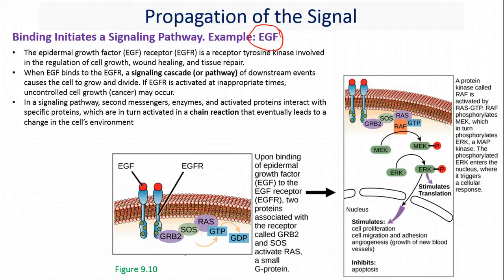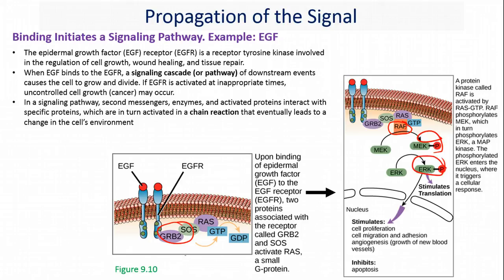And let's get into a little more detail on what that chain reaction is. So what happens here is when EGF binds to the receptor, we have two proteins that are associated with the receptor, GRB2 and SOS. So GRB2 and SOS then activate a molecule called RAS, which then activates RAF, which then causes MEK to be phosphorylated. And after MEK is phosphorylated, it will phosphorylate ERK.